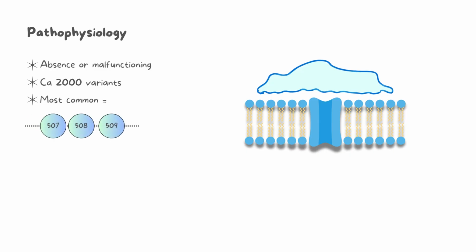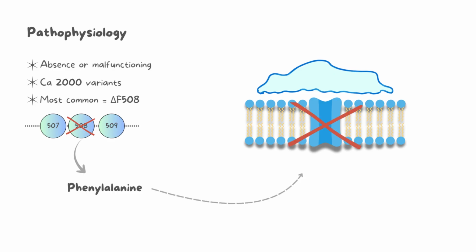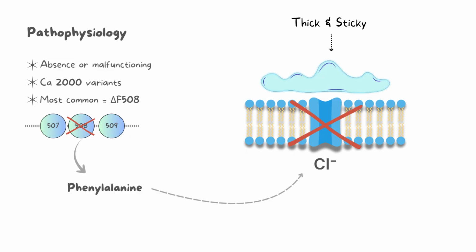The most common mutation is delta F508, in which the deletion of a single amino acid, phenylalanine, at position 508 prevents the CFTR protein from folding correctly. This defect disrupts the normal transport of chloride and water, causing many of the secretions we discussed earlier to become abnormally thick, sticky, and difficult to clear.